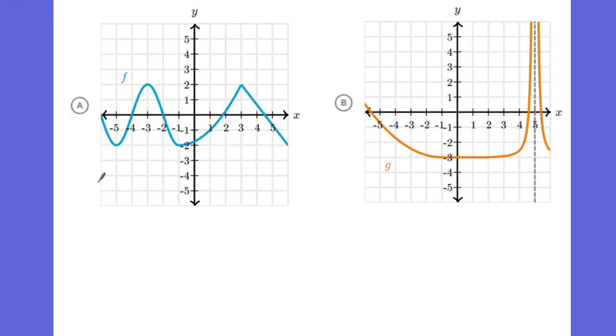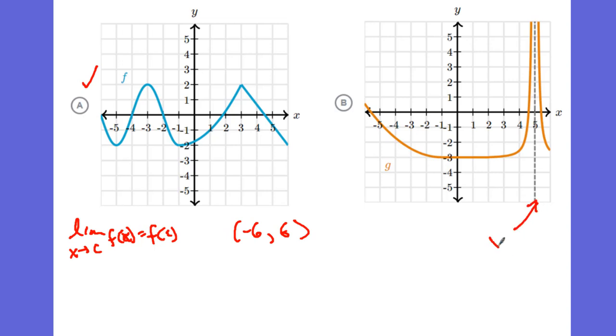In the same way, which one of these is continuous from -6 all the way to 6? Is A continuous from -6 all the way to 6, or is B? Well, of course, A is. And why is A? Because the limit as x approaches c of f of x is equal to f of c for every single point within that interval. For B, you can see at x is equal to 5, we have an asymptote discontinuity.